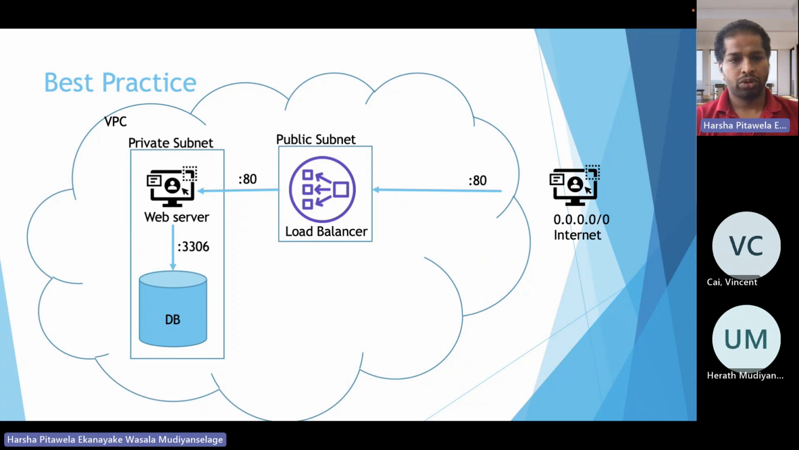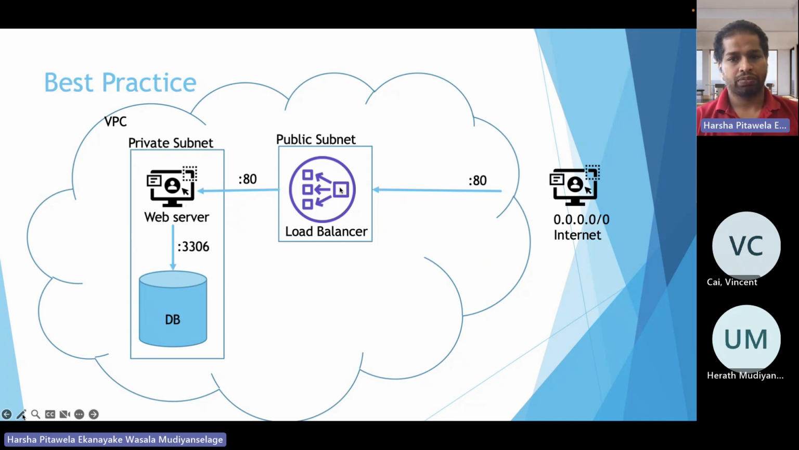So in the last workshop, what we did was we hosted our web server in the public subnet. So we reached that web server from the internet directly on port 80, and we placed only the database in the private subnet. That is not a good practice. This is the best practice, because our servers should be in the private subnet.